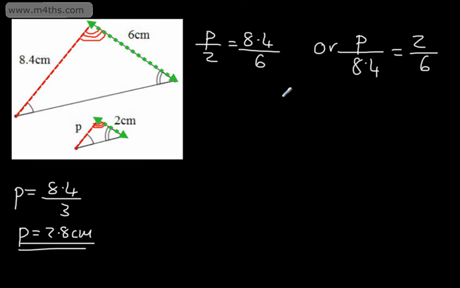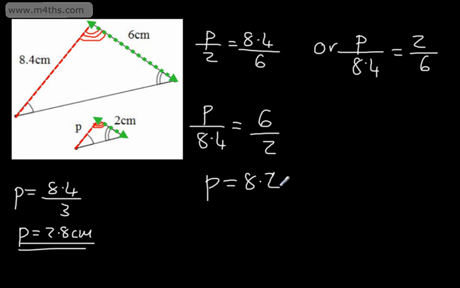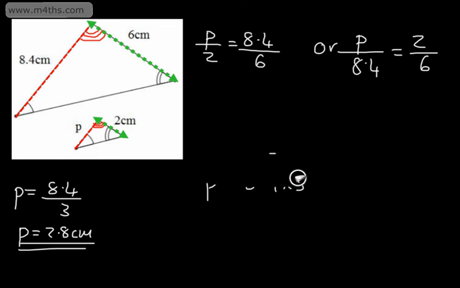What I can't do, this is a big no-no, is say now that P over 8.4 must be the same as 6 over 2. Well, 6 over 2 is 3. This would give me 8.4 times by 3, which is what, 25.2? And quite clearly, P isn't 25.2. So you must make sure you are matching up the same sides with their ratios. So that clearly isn't the case.